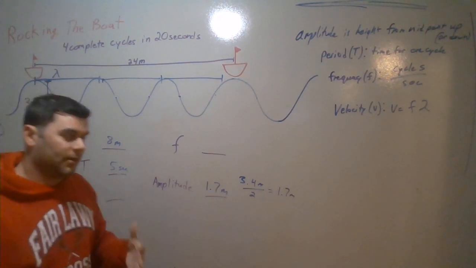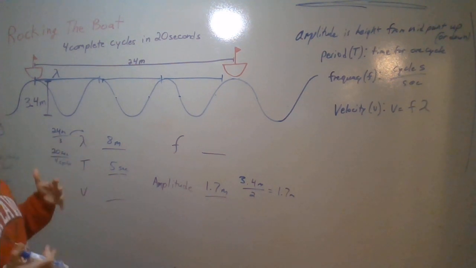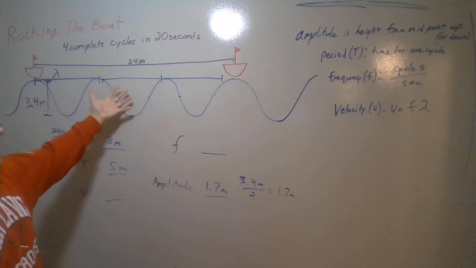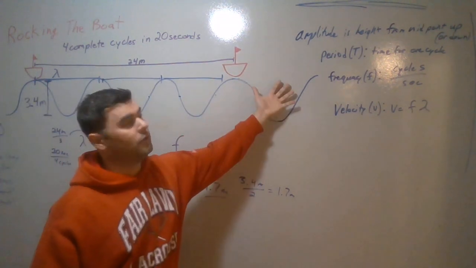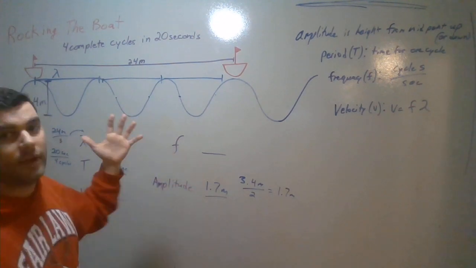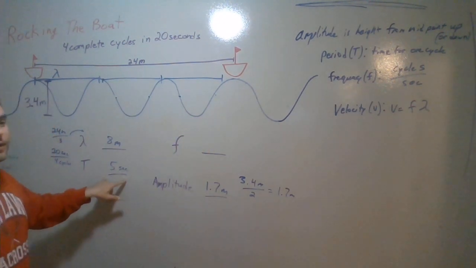Again, if you think about that in the concept of what a period is, how long it takes for one wave, 5, 10, 15, 20. So that's 4 cycles. It will take 20 seconds. 1 cycle will take 5 seconds. That's where that comes from.